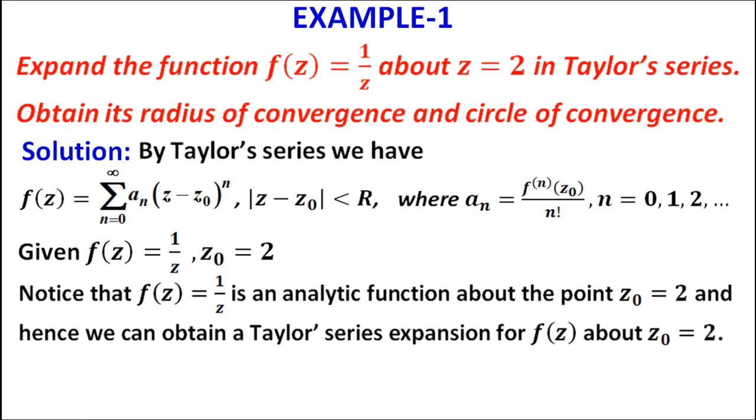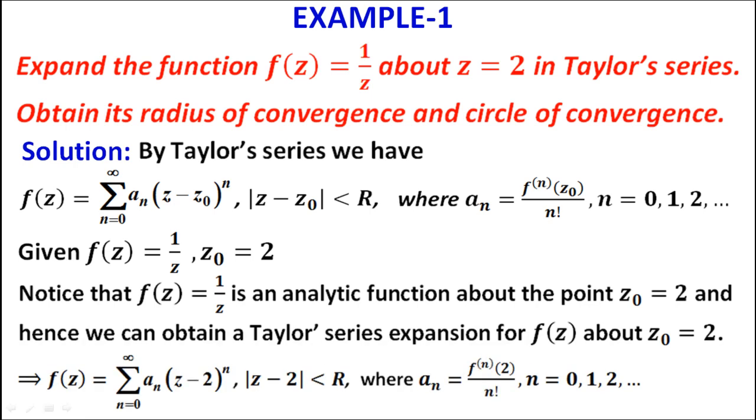Now substituting the things in f of z in the Taylor's expansion, then we have this summation of a n times z minus z0, which is 2, whole to the power of n, mod of z minus 2 is less than R, where a n is equal to nth derivative of f at the point z0 which is 2 by n factorial, where n is equal to 0, 1, 2 and so on.